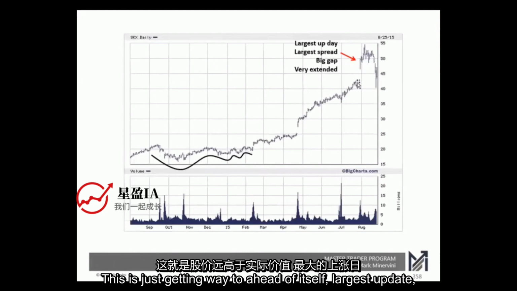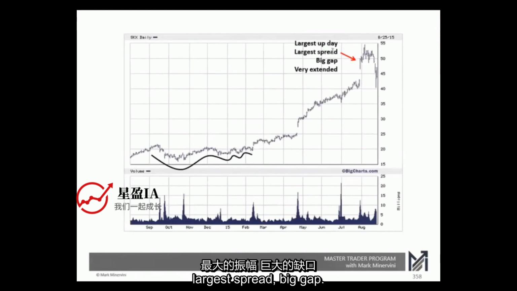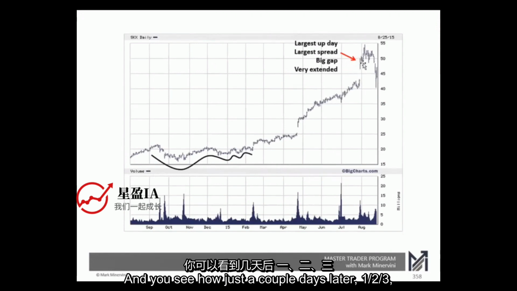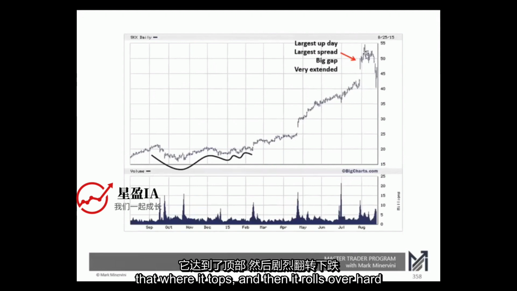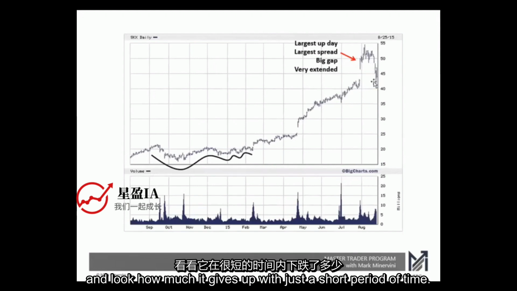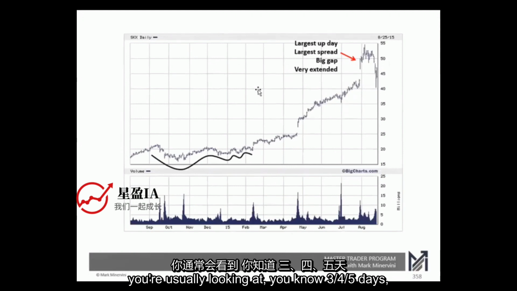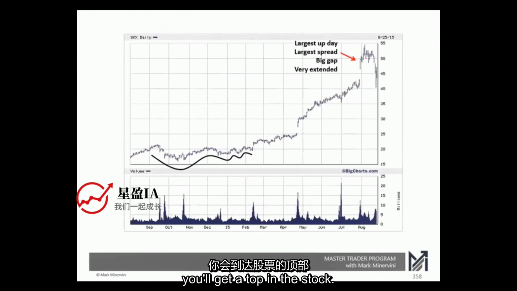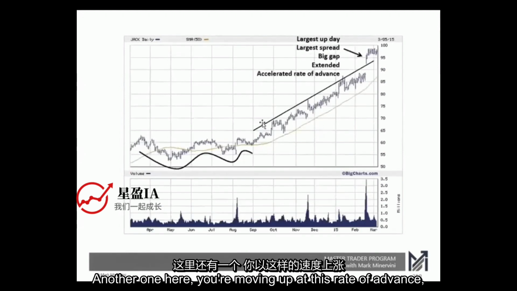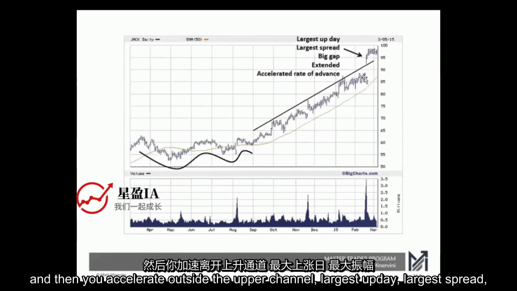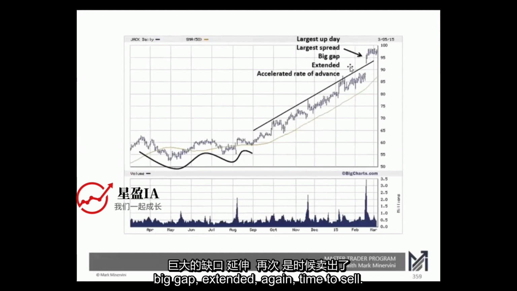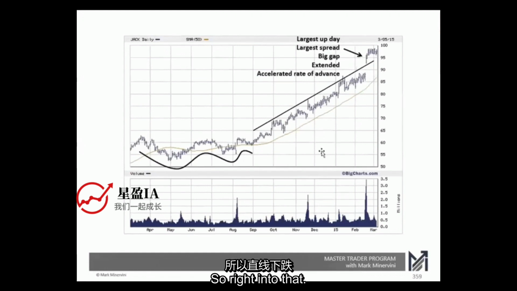So right here, this is just getting way too ahead of itself. Largest up day, largest spread, big gap, and it's very extended. And you see how just a couple days later, 1, 2, 3, maybe 4 or 5 days later, that's where it tops, and then it rolls over hard. And look how much it gives up in just a short period of time. So usually, like I said, when you start getting all these things to cluster, you're usually looking at 3, 4, 5 days. You'll get a top in the stock. Okay, another one here. You're moving up at this rate of advance, and then you accelerate outside that upper channel. Largest up day, largest spread, big gap, extended. Again, time to sell right into that.